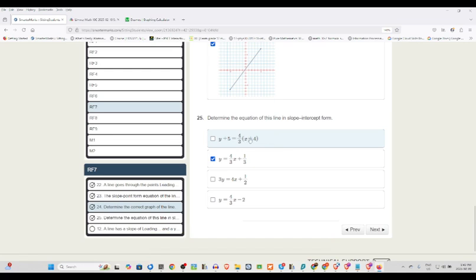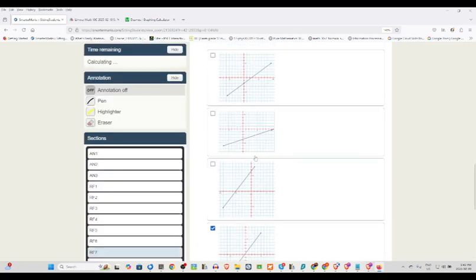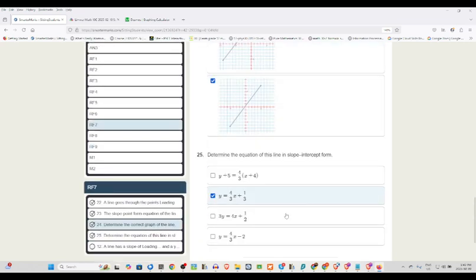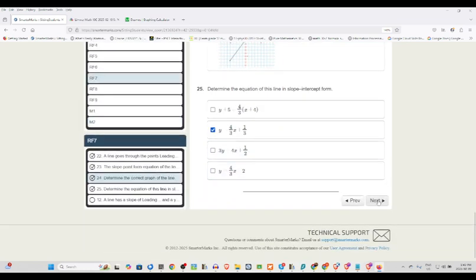We could multiply 4 over 3 through here. We'd have the 4 over 3x plus 16 over 3. When you subtract 5 from both sides, 16 over 3 minus 15 over 3 is a positive 1 over 3. This has the wrong y-intercept. That matches this first graph where we had a slope of 3 over 4 instead of 4 over 3. And then our third one is not in any of our regular forms.